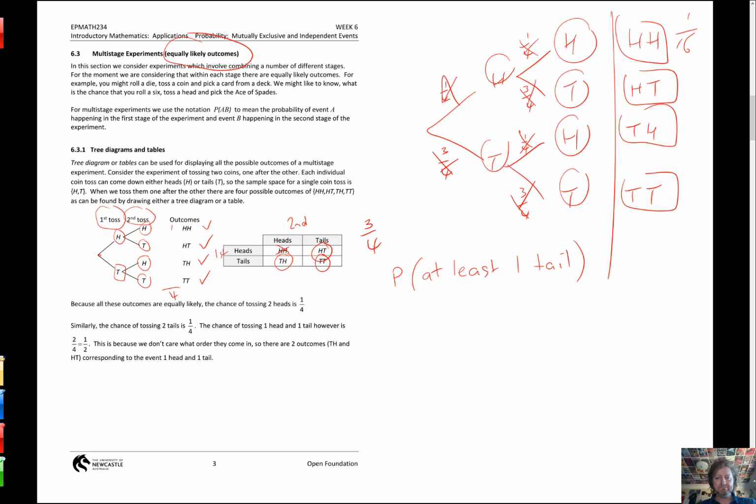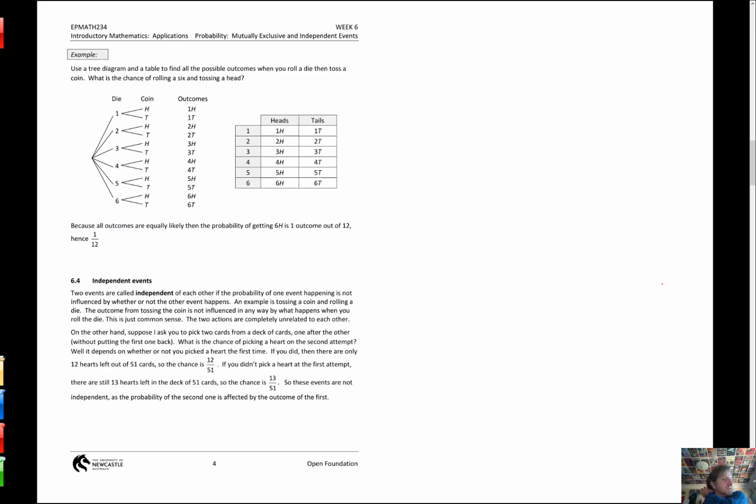Okay. So in that example I was saying, there's a 3 in 4 chance of getting at least 1 tail, because 3 outcomes satisfied it and only 1 of them didn't. So there's a nice example of equally likely outcomes. Let's look at the next one.